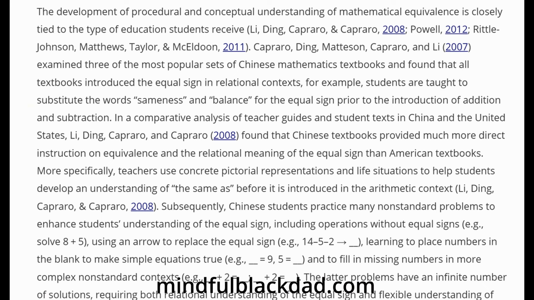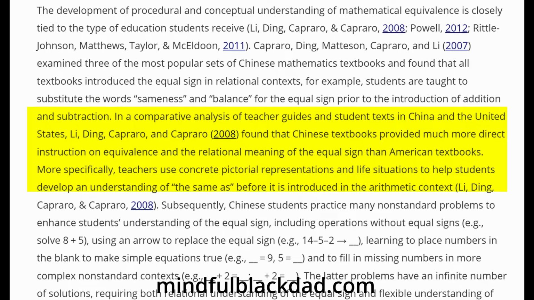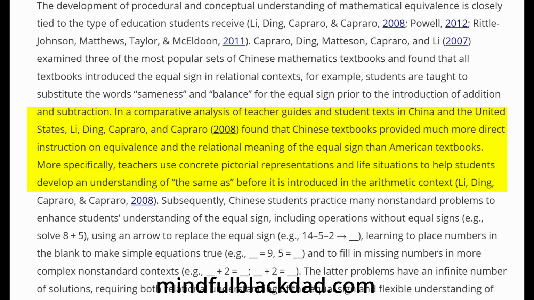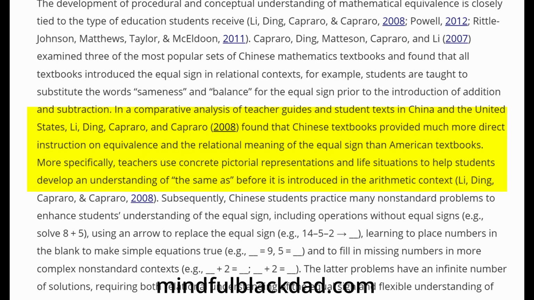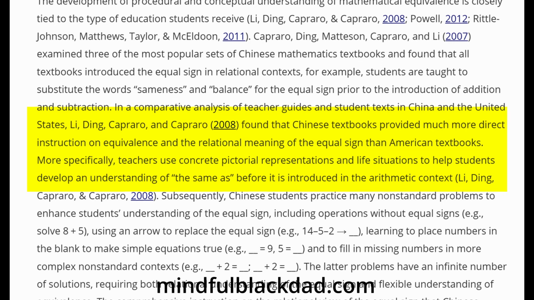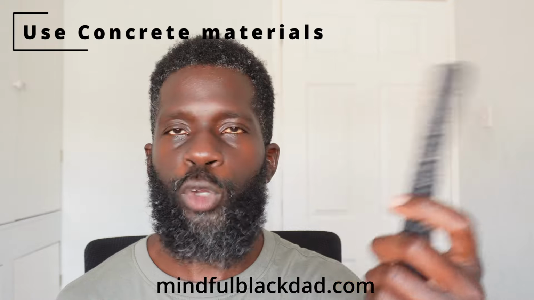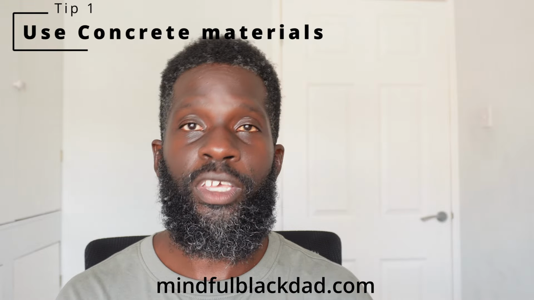But just remember, I did say to you as well that in China, they teach children explicitly the relational understanding of the equal sign. They teach them the balancing understanding, that the equal sign means both sides are balanced. And one of the best ways to start to show children this from a young age is to use concrete materials. So things like building blocks or stones or rocks. You don't even have to buy anything for this stuff.